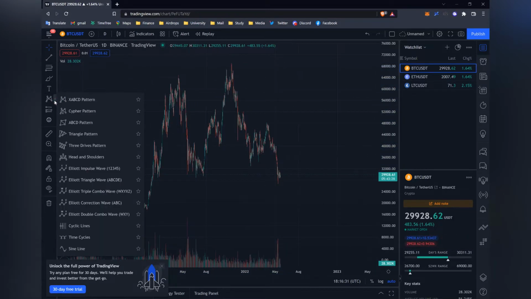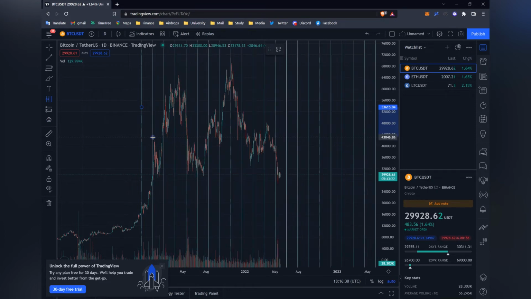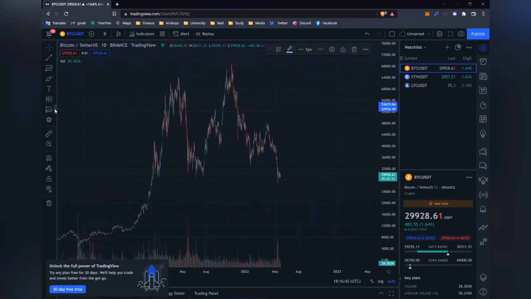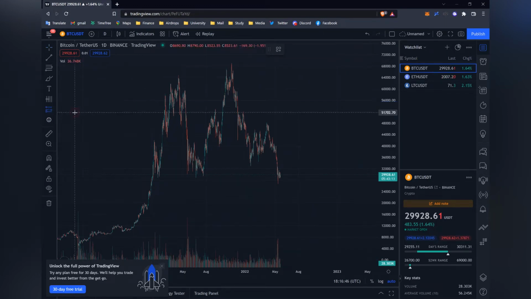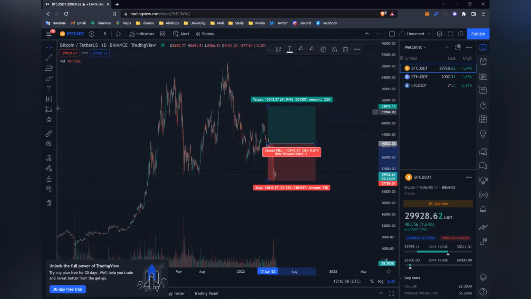And here, it's called patterns. You can select your patterns and draw them. This part is prediction. With this one, you can see the long position that you want or the short one also.